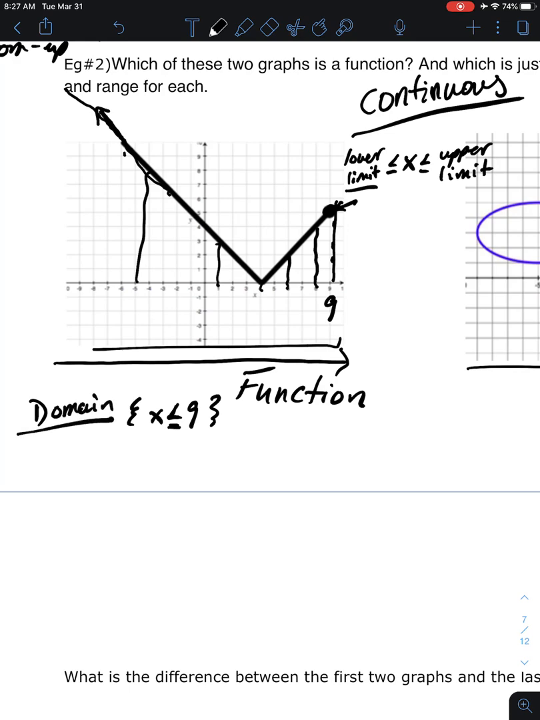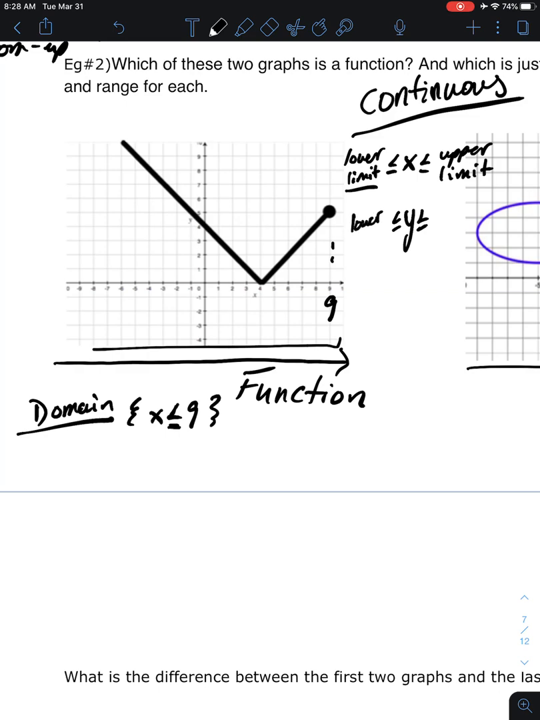That's my domain. And now if I clean this up a little bit so I can see it again, when I'm thinking about the range, I do the same thing for y, except I'm looking for where does it start at the bottom.